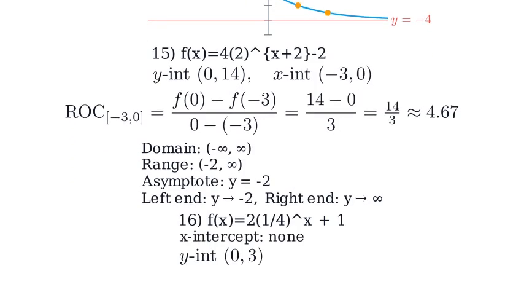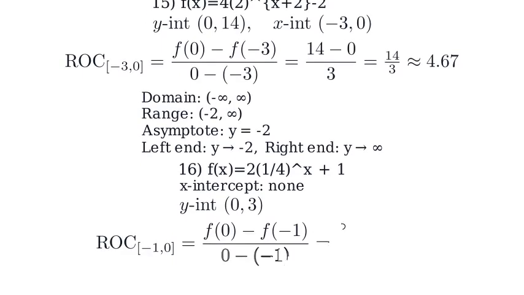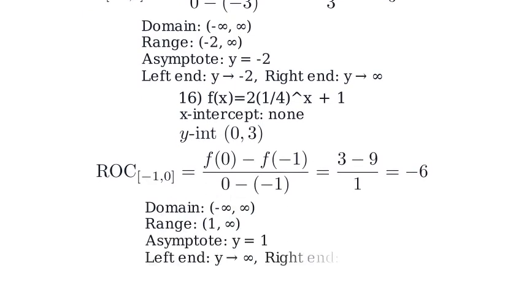The y-intercept is 3. Average rate of change from negative 1 to 0 is negative 6. Domain all real numbers. Range greater than 1. Asymptote y equals 1. Left end goes to infinity. Right end approaches 1.